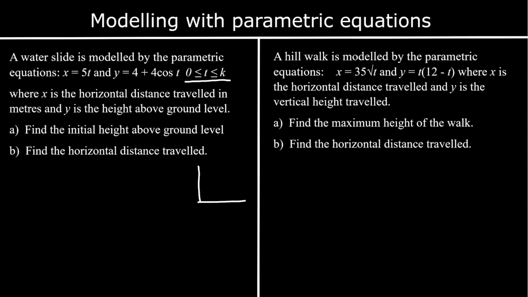So it's a water slide going down, taking some kind of shape. The height is the y, the horizontal distance is the x. Find the initial height above the ground. So the initial height is going to be when t is 0. So when t is 0, what is y?